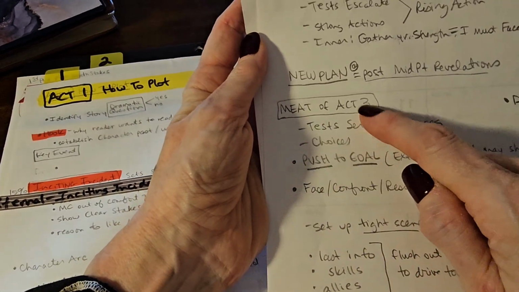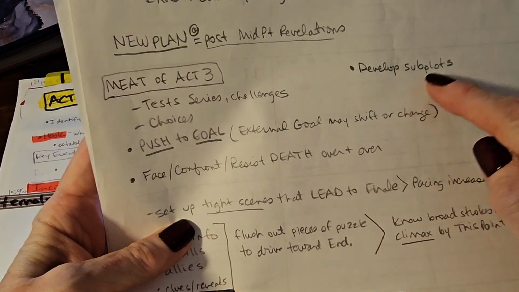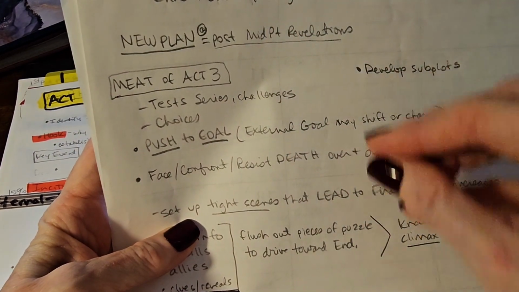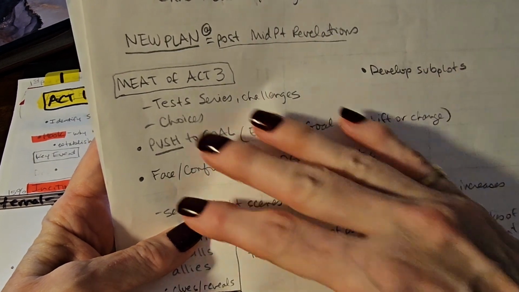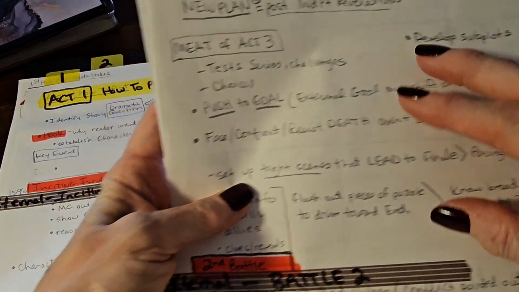This becomes what I've labeled the meat of Act 3. This is also another good place to develop out those subplots. Start wrapping up some of those minor story threads and weaving those together so that the whole story starts to gel by the time you get to Act 3.